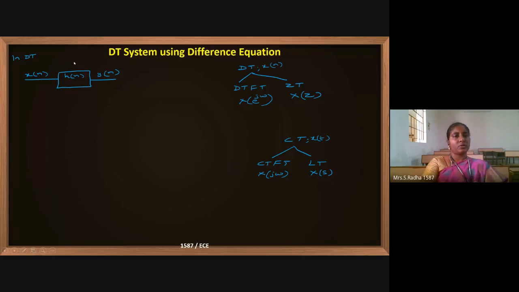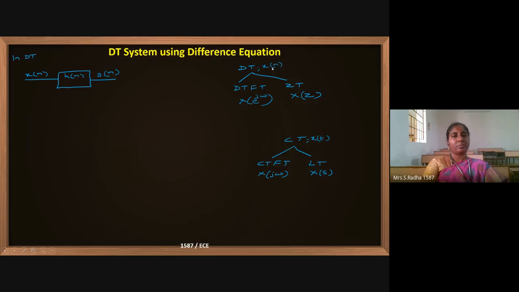The system I am talking of. In discrete time, input is represented as x of n, output is represented as y of n, and system behavior is h of n. For a discrete time system, we can apply only DTFT and Z transform. Z transform gives X of z. DTFT gives X of e power j omega.